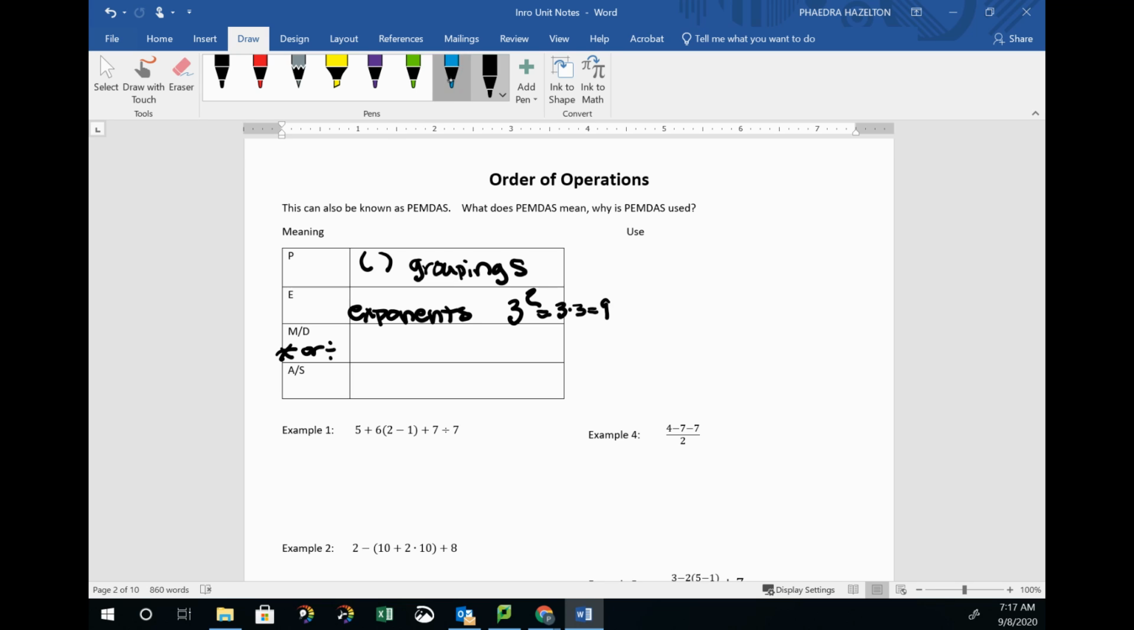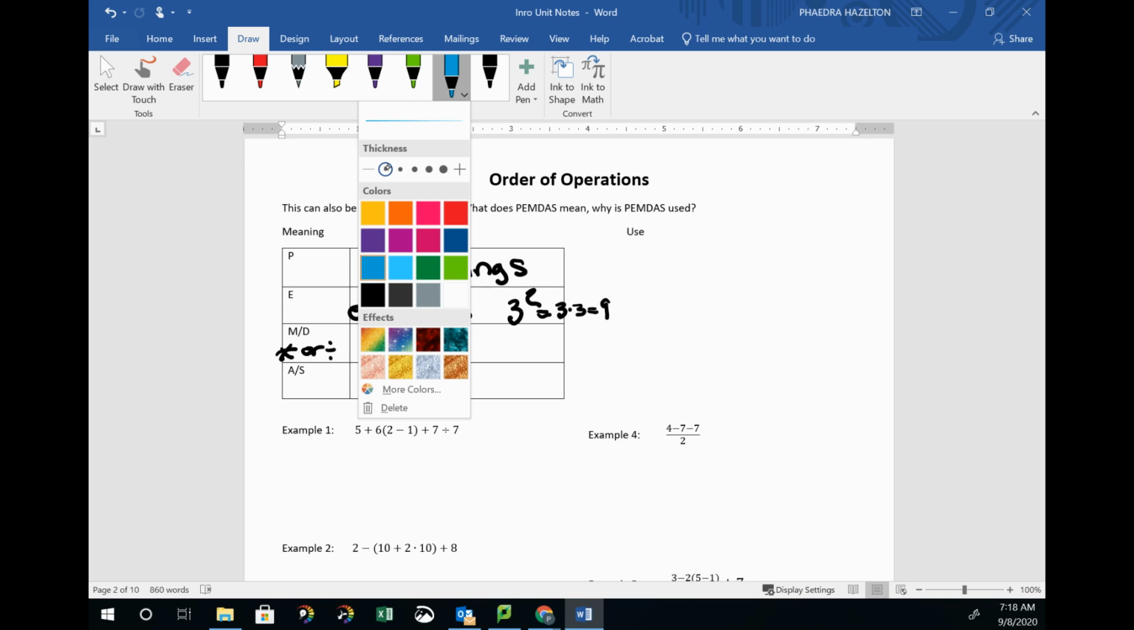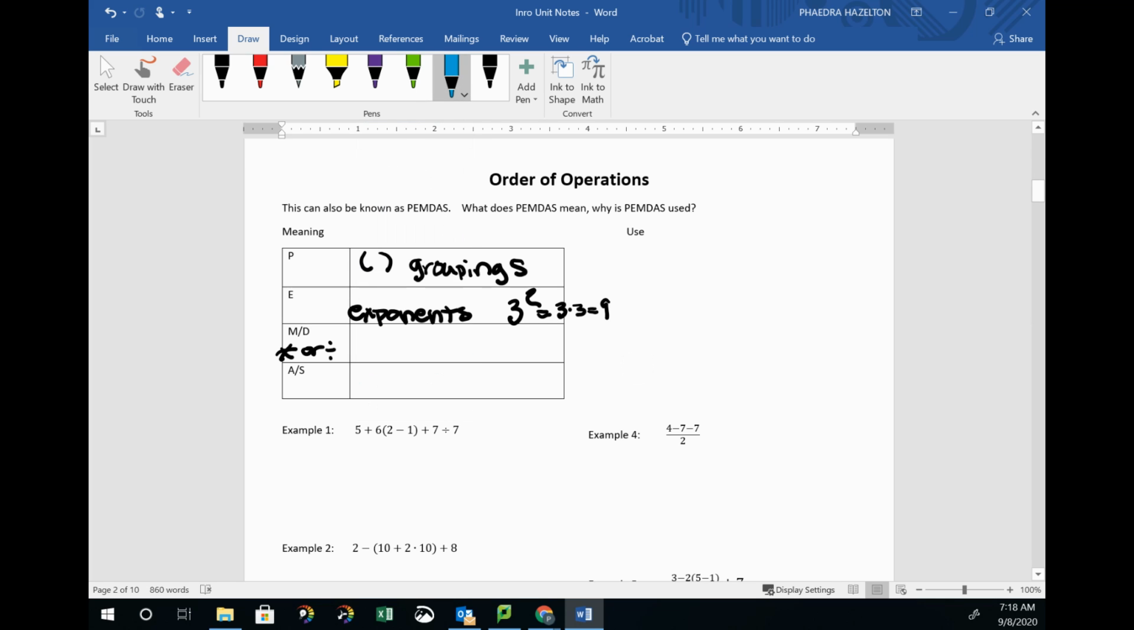So when we're doing multiplying and dividing from left to right, if I have 7 times 8 divided by 4, the first thing I'm going to do is multiply 7 and 8. That's my first step, 7 times 8, and then you divide that by 4. So 7 times 8 is 56, and then divide that by 4. 4 goes into 56 14 times.